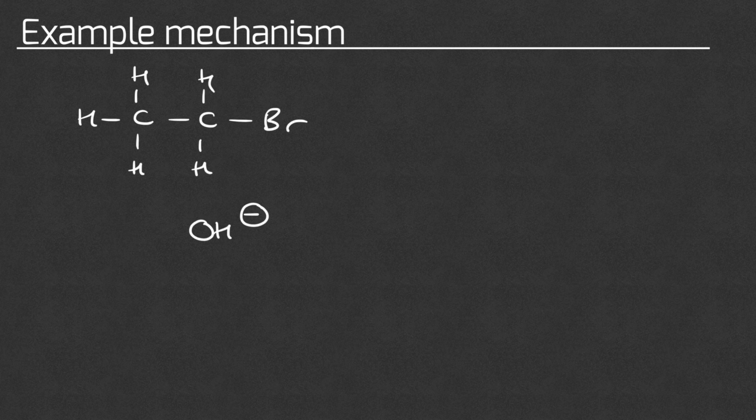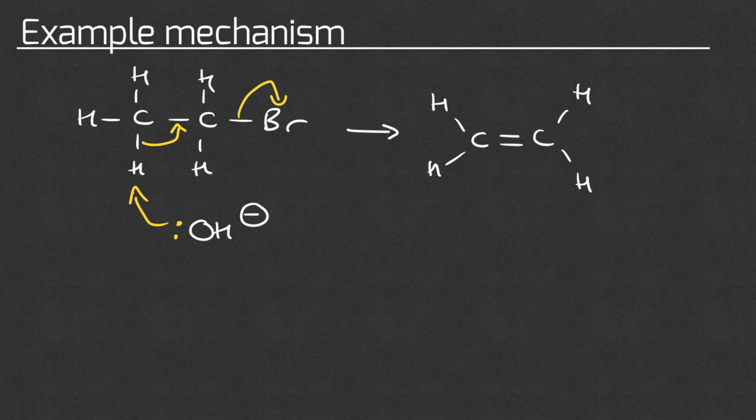An example mechanism would have our halogenoalkane and our hydroxide ion. The lone pair on the oxygen attacks a hydrogen on the carbon adjacent to the carbon bearing the halogen. The carbon-hydrogen bond breaks, this will form a double bond, and the carbon-halogen bond will then be broken. This will produce our desired alkene product.